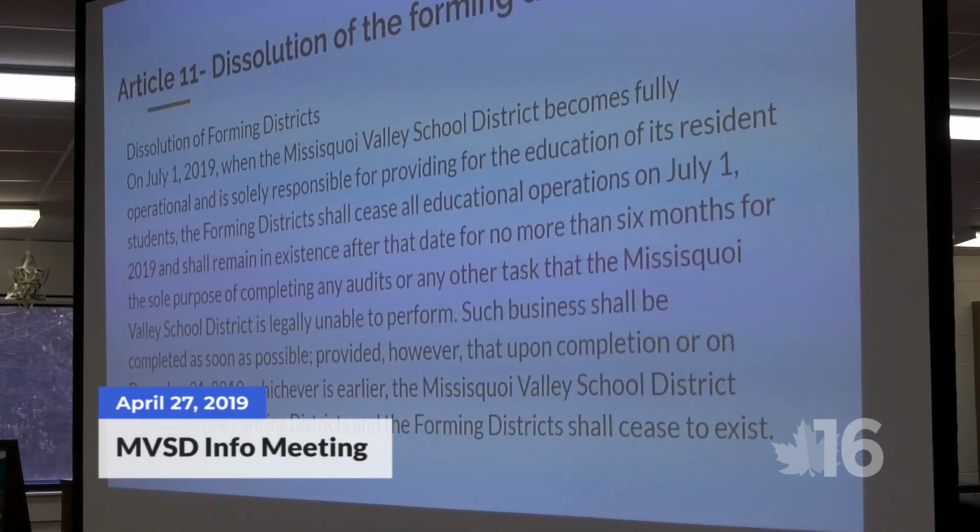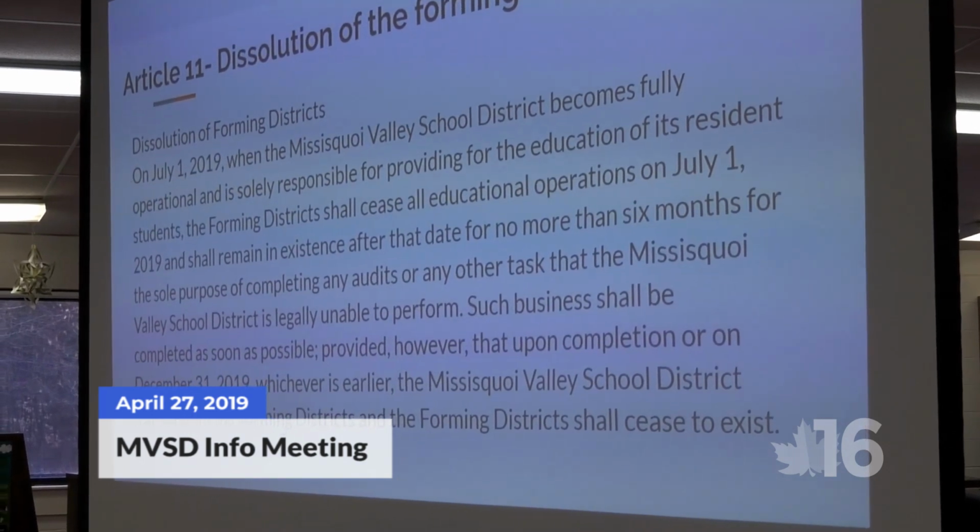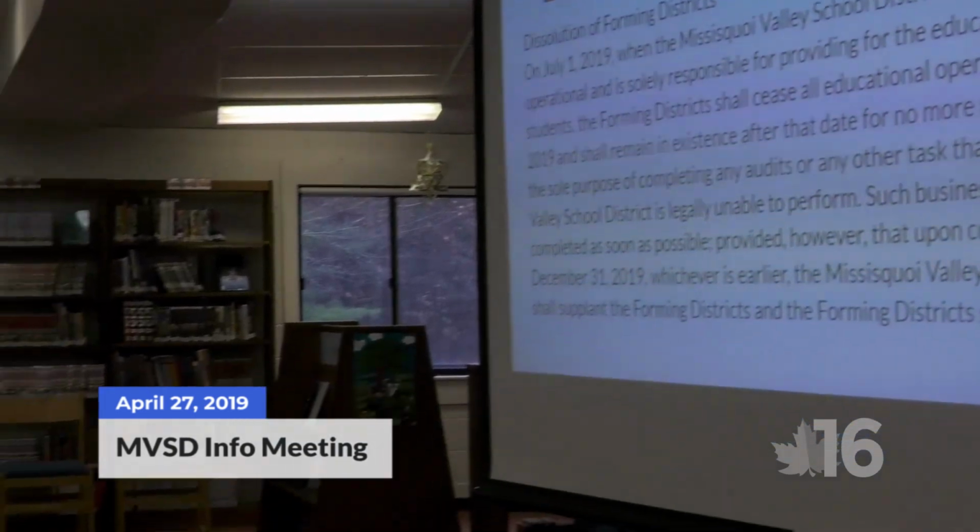Article 11 is the dissolving of the forming districts, which basically means that the 4 boards now would no longer need to be in place, and they would pass their say on to the merged district. They would be called upon in a situation where the new board can't handle an audit or some other legal task for 6 months. So they could be called back for a meeting for some special task like that. But that dissolves December 31st, 2019.